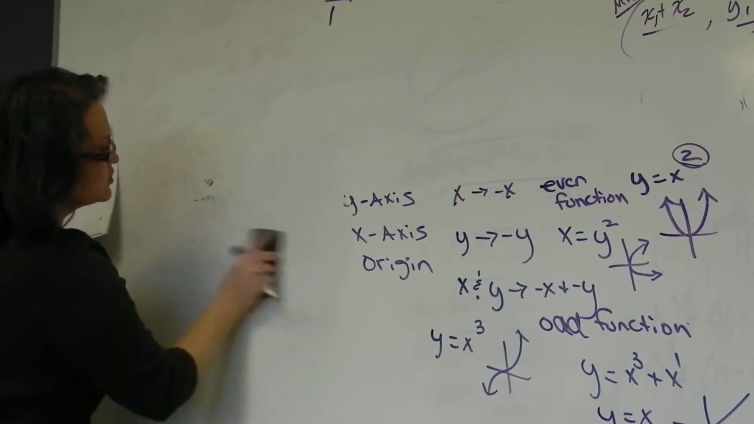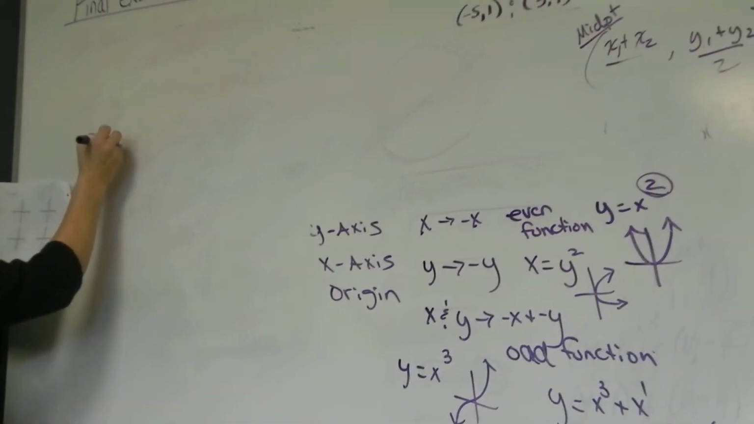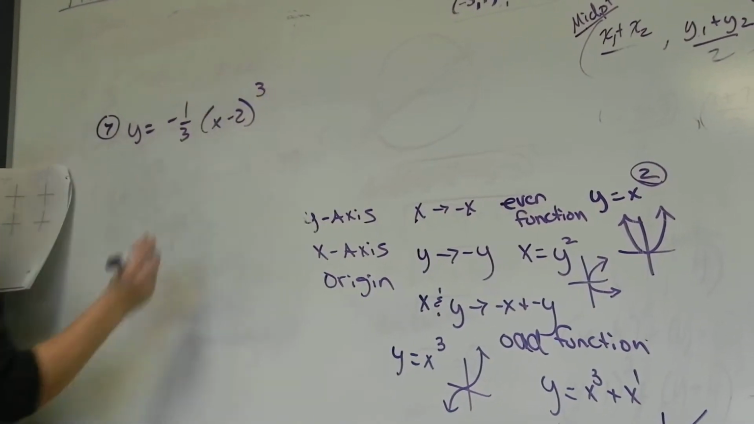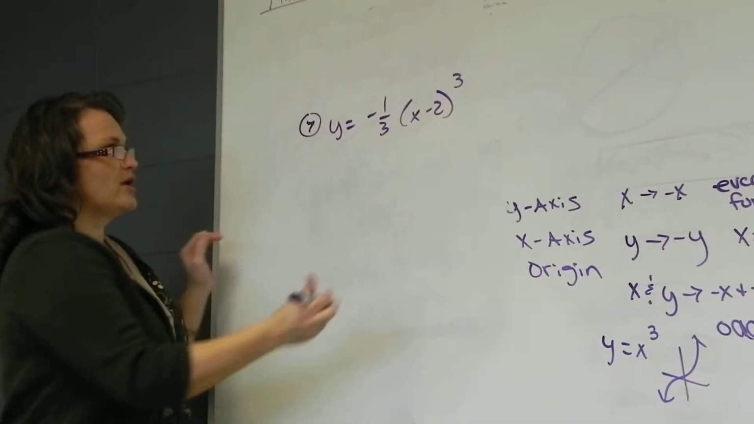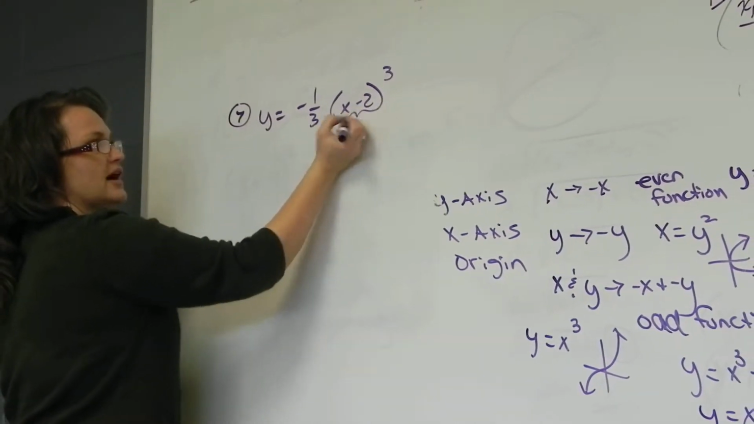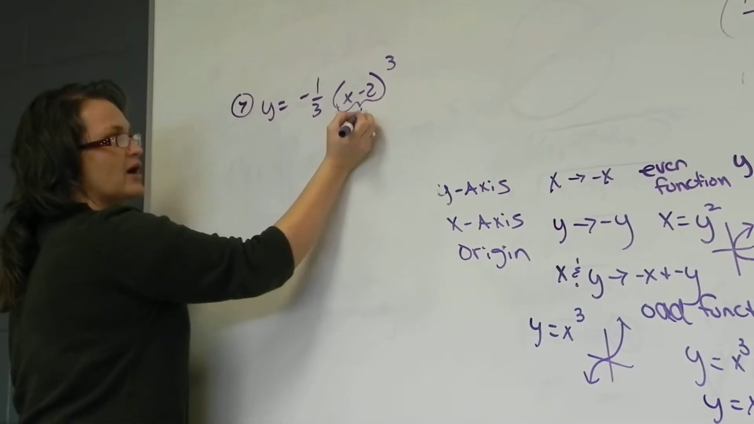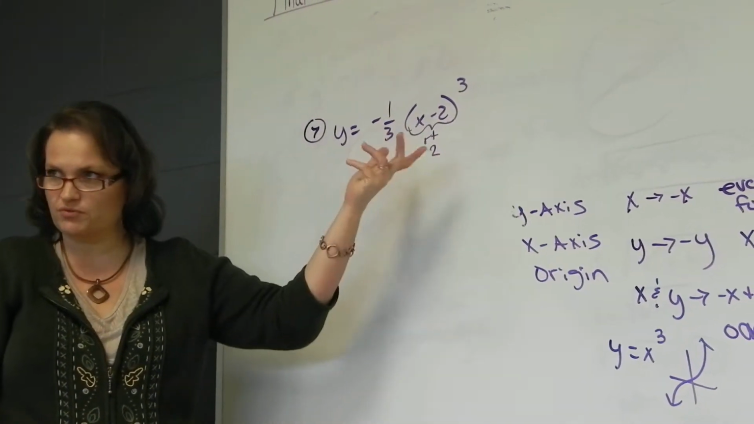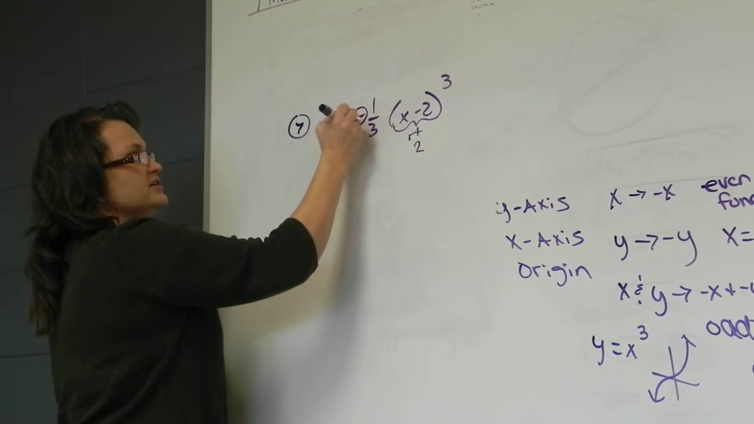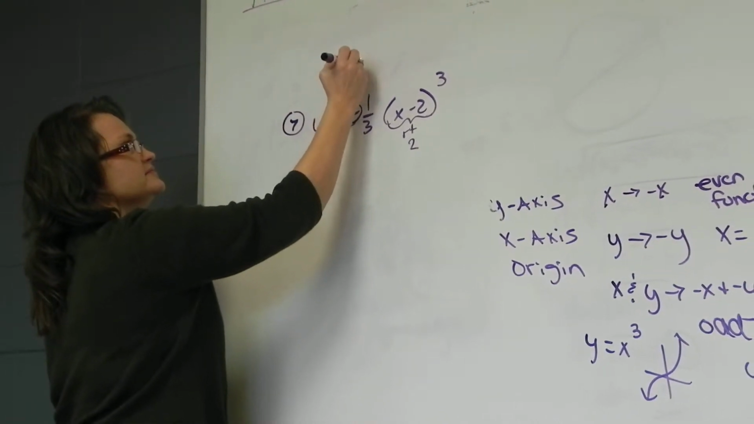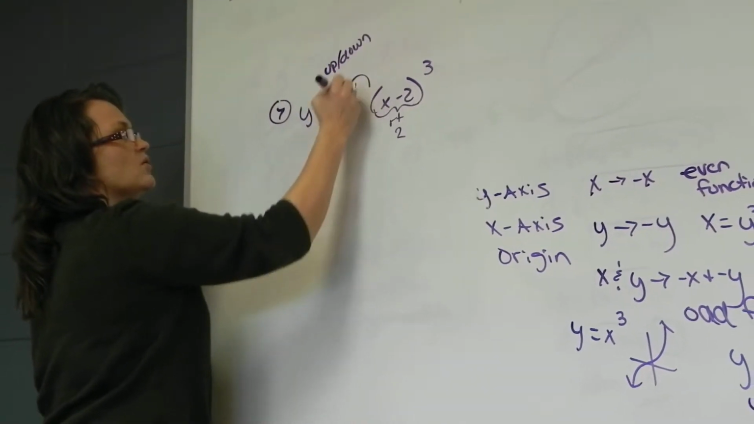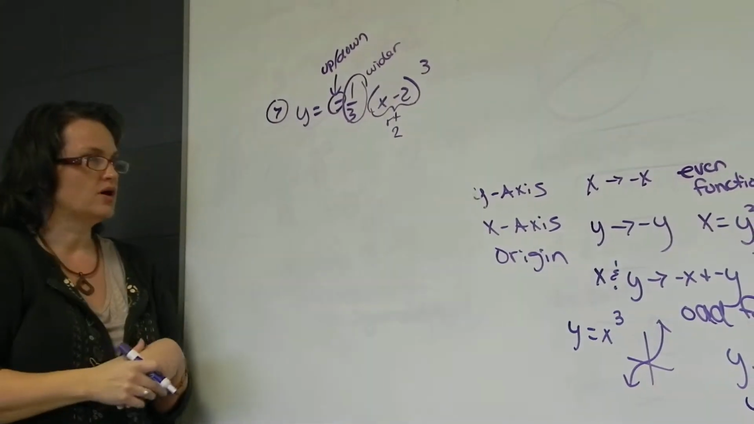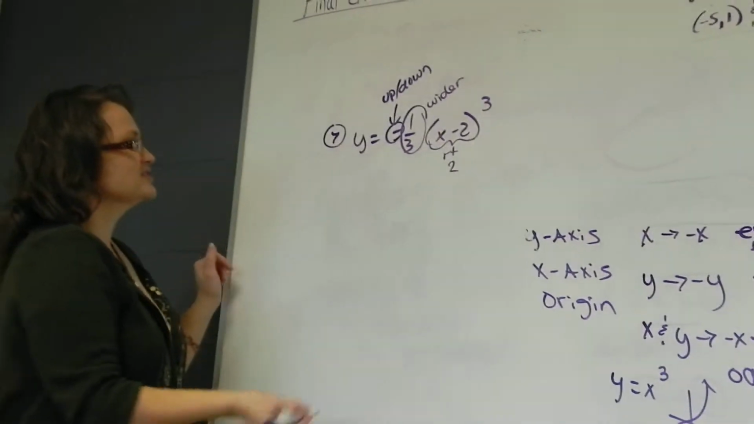Okay, number 7 is more of the shifting rules. Knowing what each part of this does to the graph, again grouped with the X, that means it's right by 2. We do the opposite sign of what we see. So if it says X minus 2, we're moving it right 2. The negative flips it upside down. And then a 1/3 makes it wider. Makes it open slower, so it makes it look a little wider.